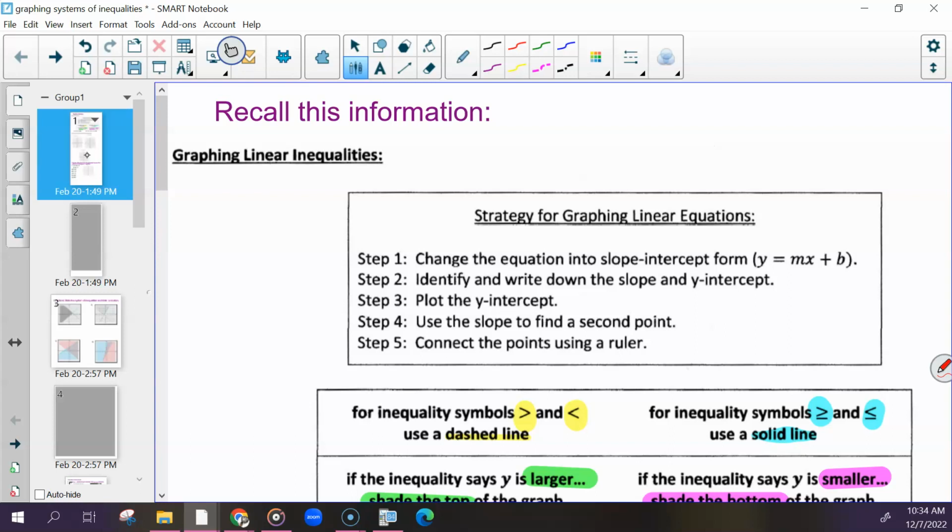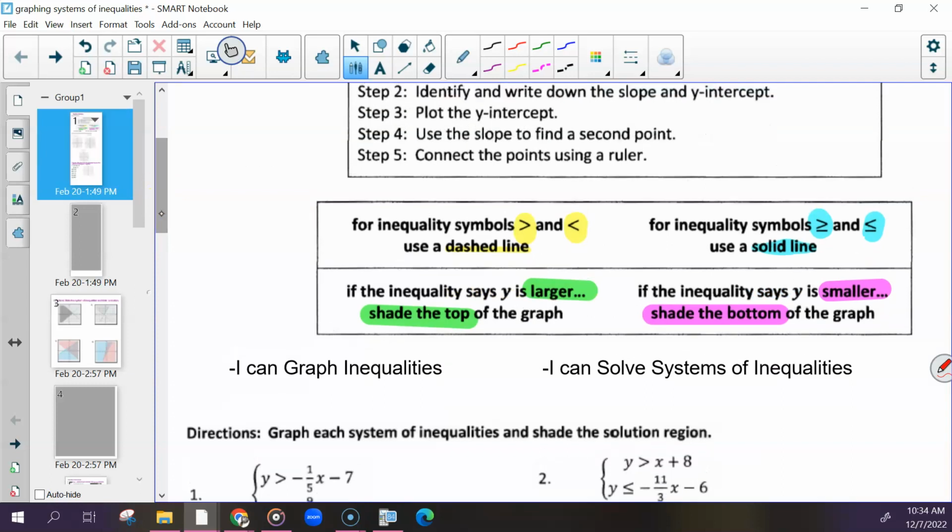So the steps are very similar to what we did last class. Make sure it's in slope intercept form. The rules are kind of the same. You don't necessarily have to write down the slope or y-intercept. That's if you want. Plot the y-intercept, plot your slope, determine if it's a dashed or a solid line, and then shade it depending on whether it's less than or equal to, greater than or equal to. So all those are the same as before. So when we graph a system of inequality, there's going to be two of them graphed together on the same graph.